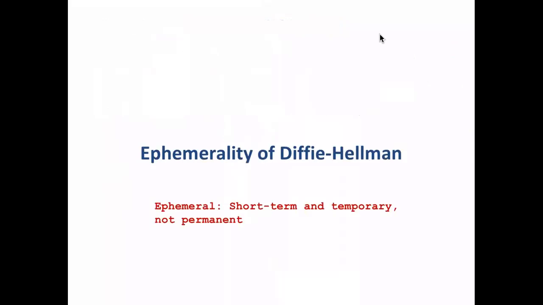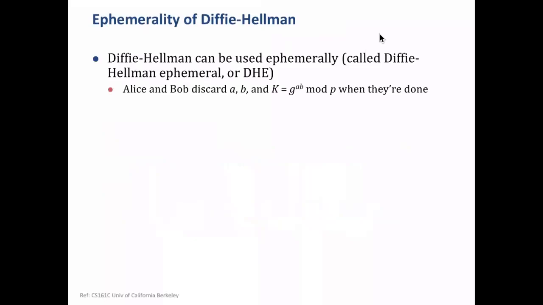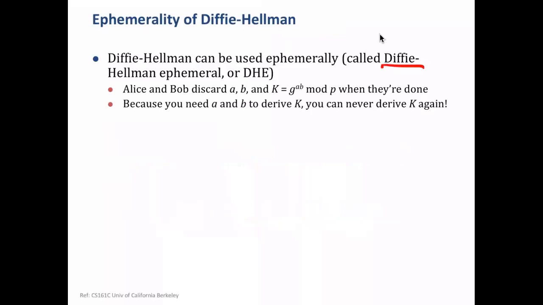Now, what is the ephemerality of Diffie-Hellman? What is ephemeral? Ephemeral is something which is short term and temporary, not permanent, right? So basically this algorithm can be used, but there is a timeline, in order to avoid various kinds of attacks. Ephemeral is called so because, as we discussed, keys, or the public and private key, can be used only for a short duration. Hence, the algorithm is called Diffie-Hellman ephemeral, DHE.